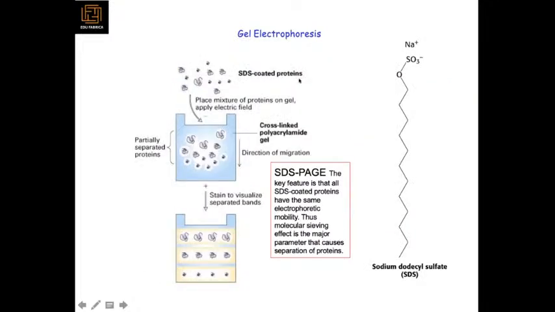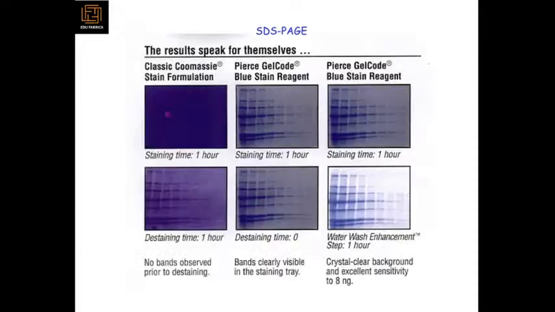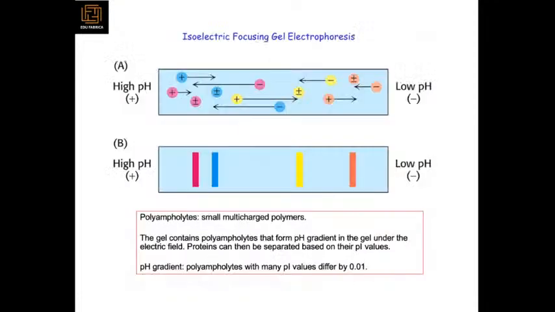And SDS is coated over the protein so that they have a negative charge and can separate easily later on. So this is what SDS-PAGE staining looks like. You can also save them for later. Various stainings with various timings, and after staining you can also go for isoelectric focusing gel electrophoresis.